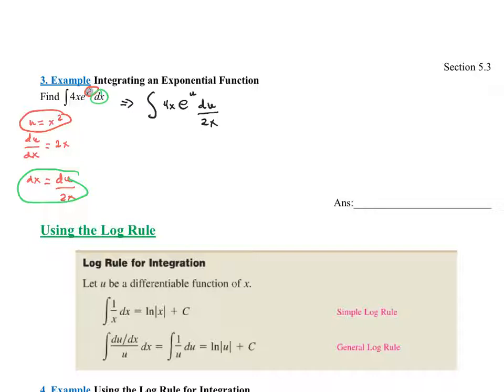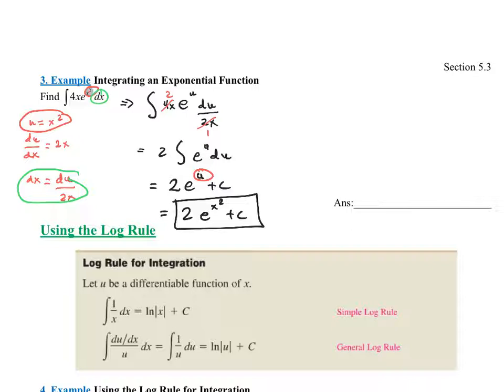Let's see what happens. Looks like our 4x and our 2x are going to simplify. I'm going to be left with a 2 out of that. I'm going to pull that constant out in front, so that's 2 times the integral of e to the u du. Now our variable and our differential match, so we can integrate. So this would be 2e to the u plus c, because the integral of e to the u is e to the u. That last step is back substituting for that u. So I'm going to have 2e to the x squared plus c.